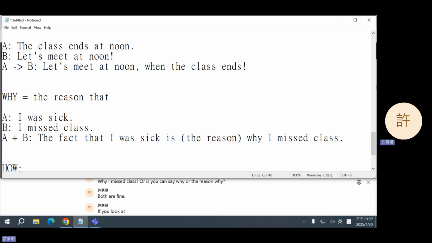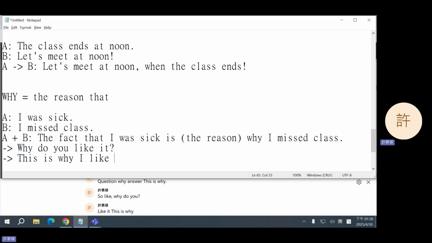If you look at a grammar textbook, it will tell you the reason why is a relative adverb, and then simply why is an indirect question. I don't care. The grammar is correct either way. So the easiest sentence to remember this is: this is why. And this is answering the question, why? Question, why? Answer, this is why. So like, why do you like it? This is why I like it. It's introducing a noun clause. This is a complete sentence.